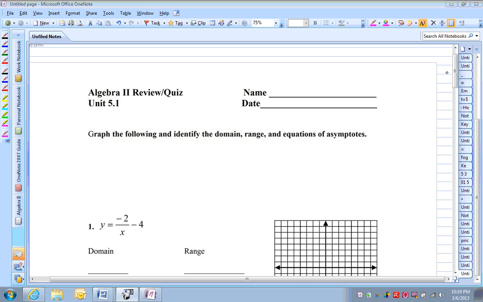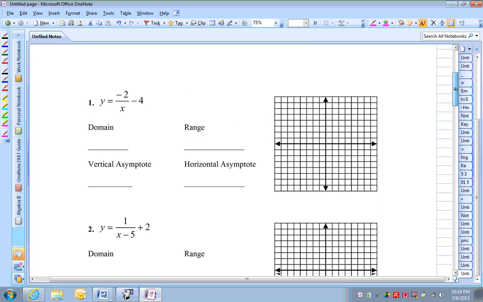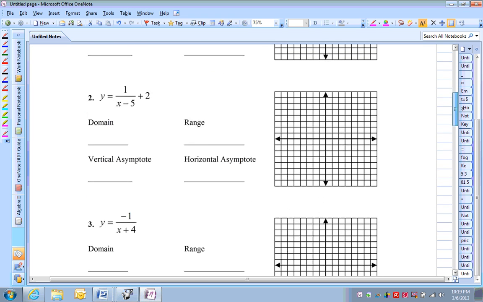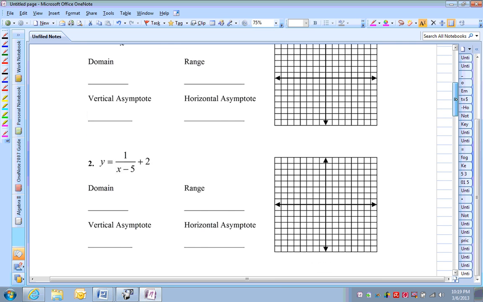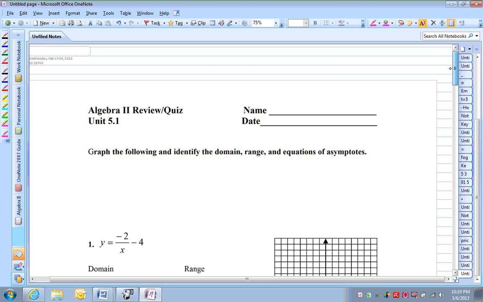The first set of directions asks us to graph the following and identify the domain, range, and equations of asymptotes. Looking at these equations, you'll notice that they are all rational equations. So we need to remember what the parent rational function is: y equals 1 over x.